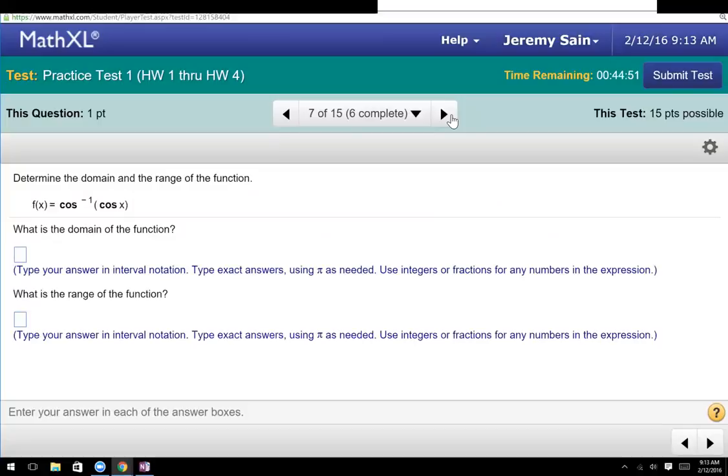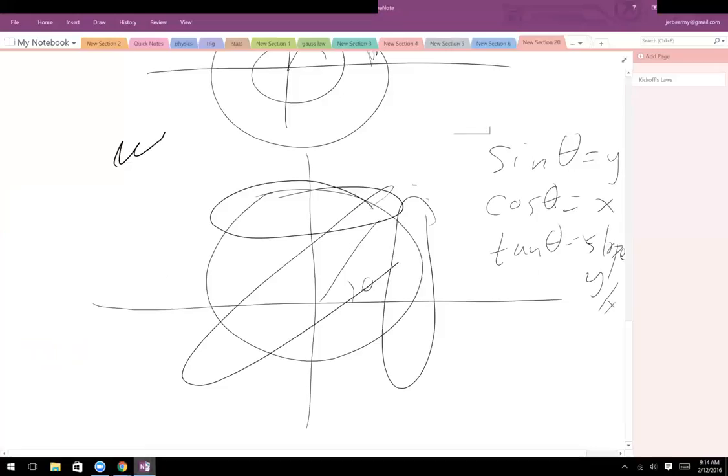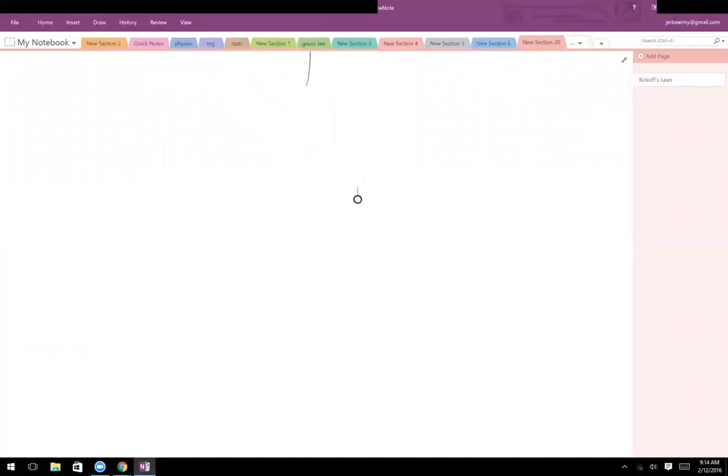What's the domain and range of that function? What do you think? I don't really like that. Okay, I'm going to need you to explain, Dr. James. Cosine of x is between negative 1 and 1. So it'd be -1 to 1.